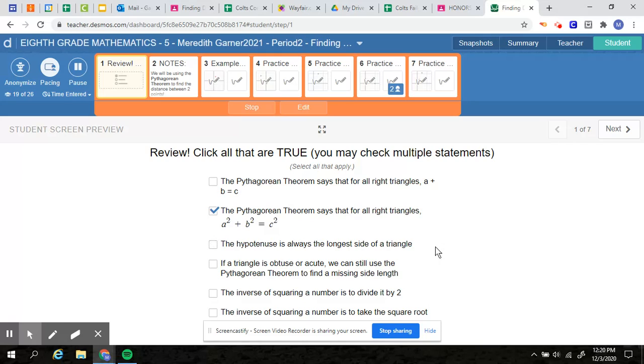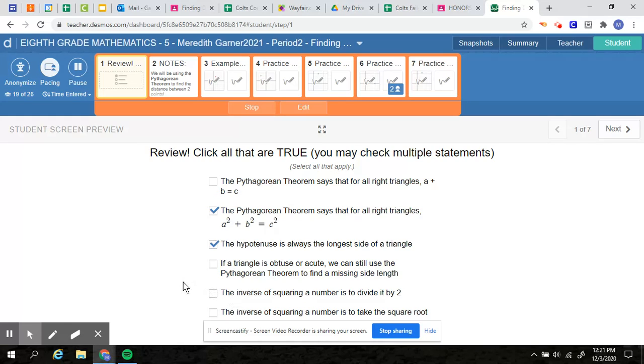The third statement is the hypotenuse is always the longest side of a triangle. That is also true. So remember on Monday when we were doing the converse, we always set c to be the biggest number. This is because the hypotenuse is always the longest side. The next one is if a triangle is obtuse or acute, we can still use the Pythagorean theorem to find a missing side length. This is not true. So on Monday when we were doing the converse, we were given all three sides, and we were just classifying. So if we're actually finding a missing side length, it has to be a right triangle.